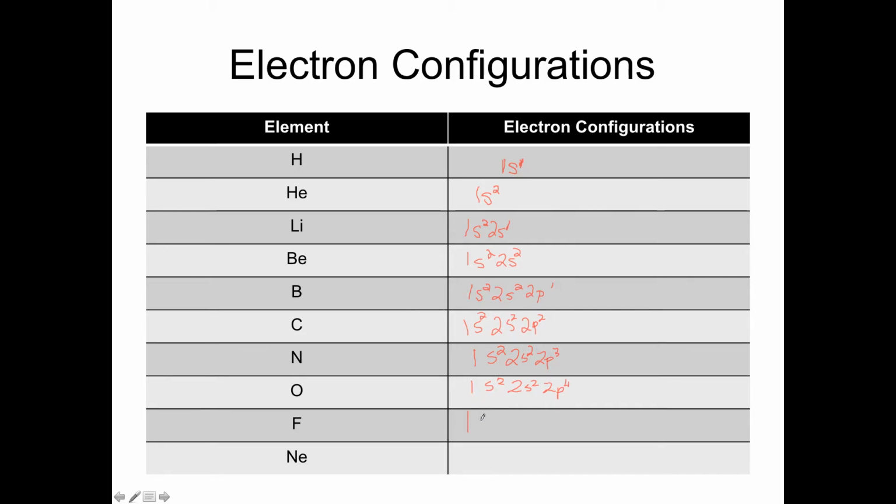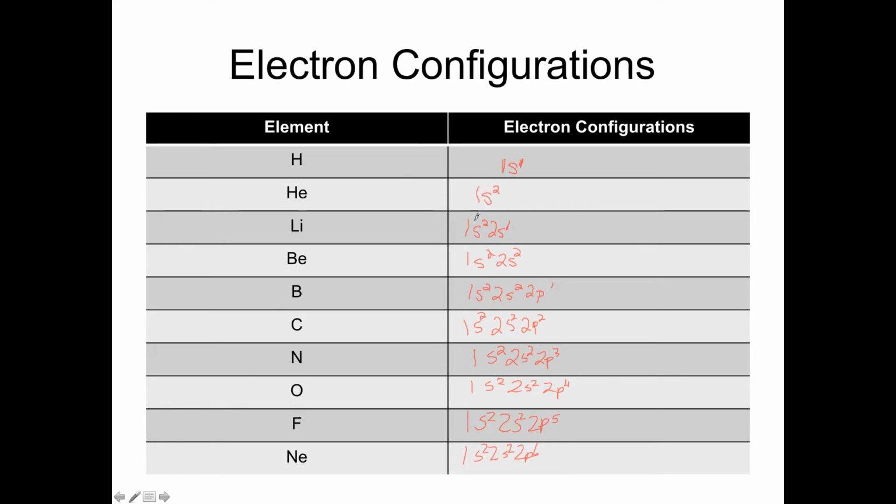All right, 1s2 for fluorine, 2s2, 2p5, because it's the fifth one in that 2p block. Lastly, I have neon, 1s2, 2s2, 2p6. So hopefully you see the pattern starting to assemble.